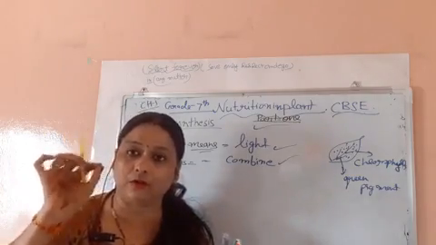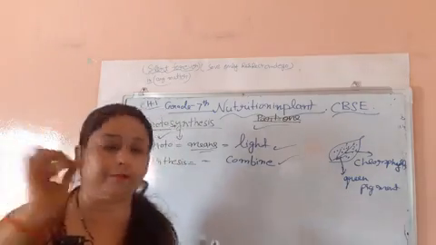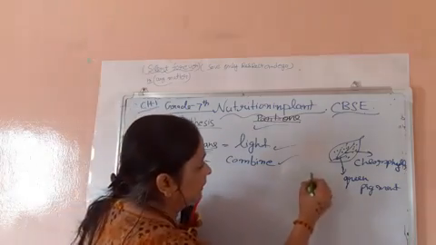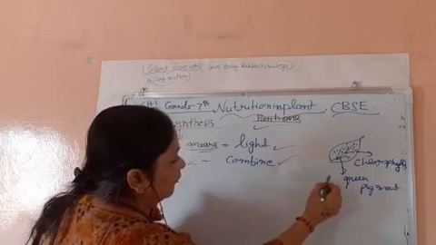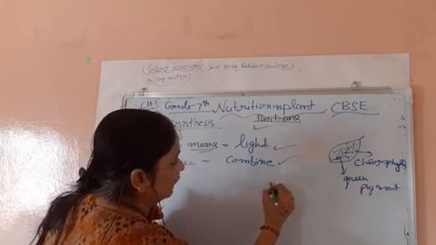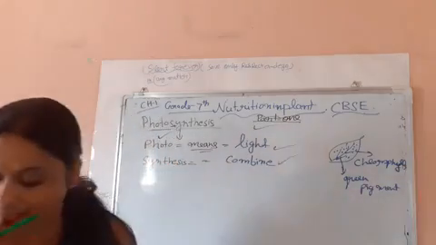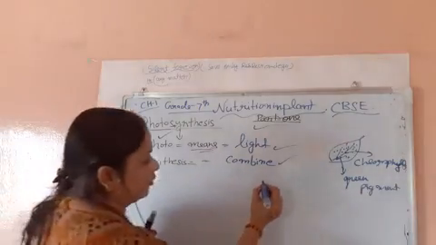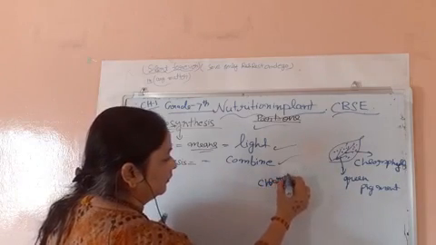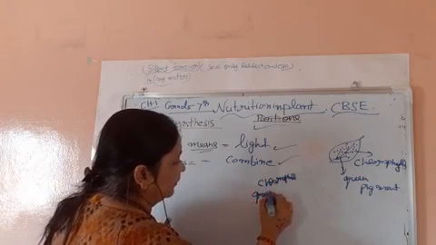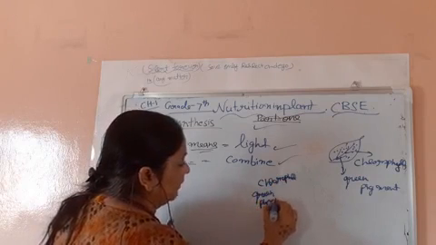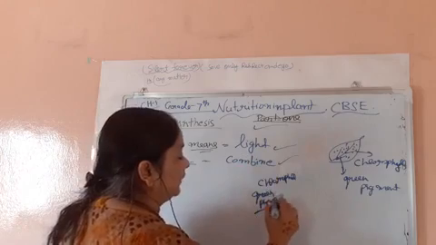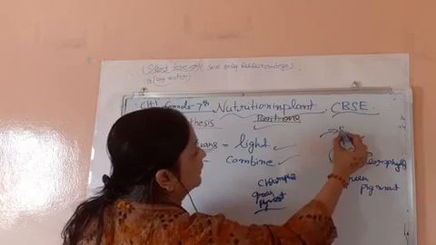This is called chlorophyll. Keep in mind that this green pigment is present in the green leaf. This is chlorophyll, the green pigment, and it has a very important role in the process of photosynthesis.